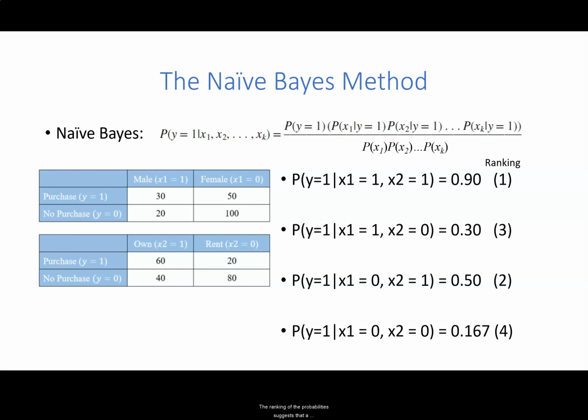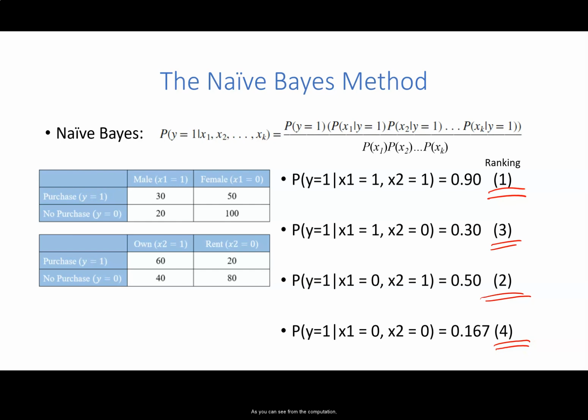The ranking of the probabilities suggests that a male homeowner has the highest probability of purchasing the product, followed by a female homeowner, then by a male renter, and finally a female renter, who has the lowest likelihood of purchasing the product.